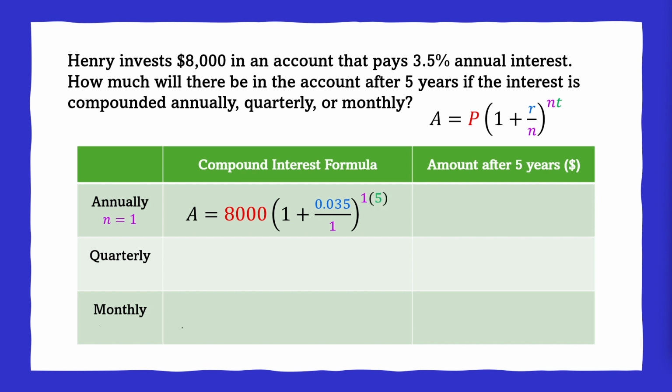This gives us the final amount of $9,501.49 to the nearest penny. Let's see what happens when the interest is compounded quarterly. This means the interest is applied 4 times a year instead of just once. So we set n equals 4.